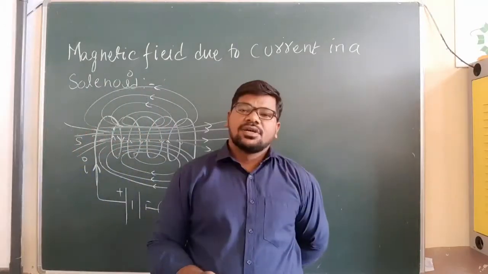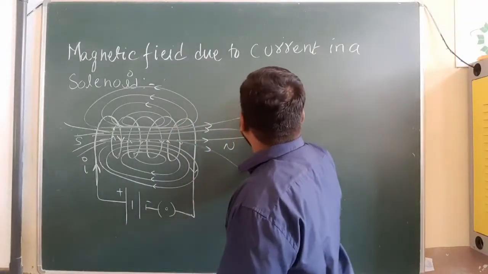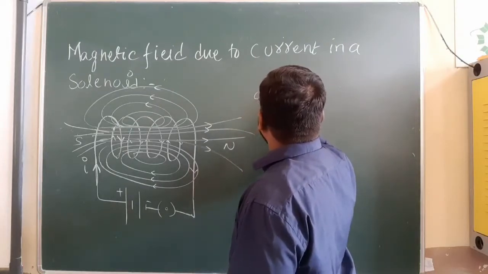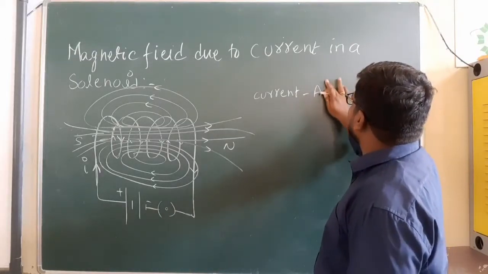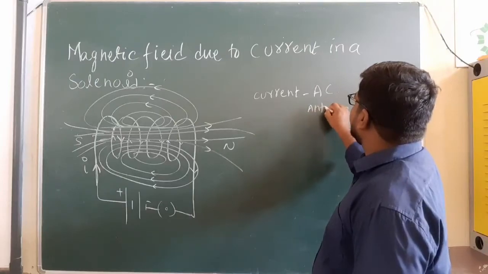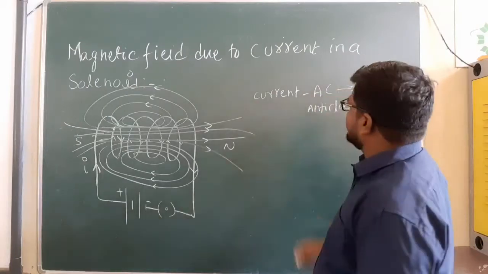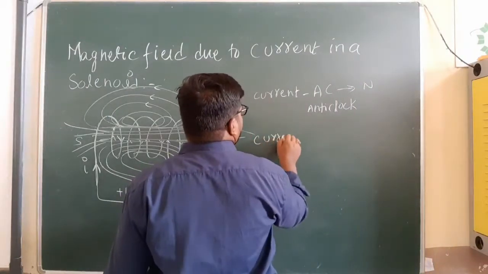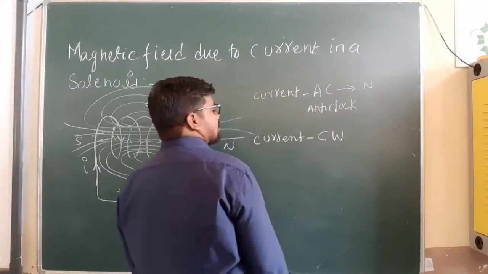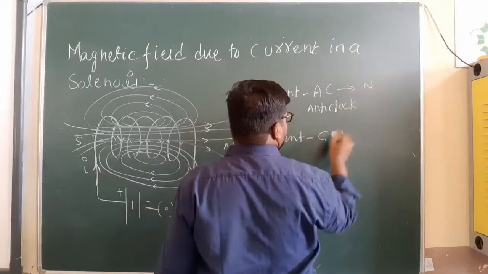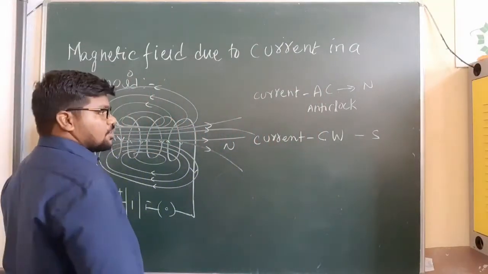Then how can we find the north and south direction? If the current is anti-clockwise, we get the north pole. Current which flows clockwise gives the south pole. Anti-clockwise means north, clockwise means south. Clockwise means south pole.